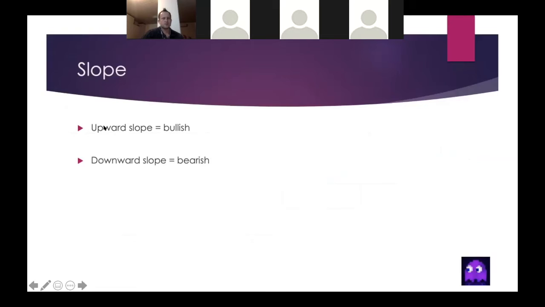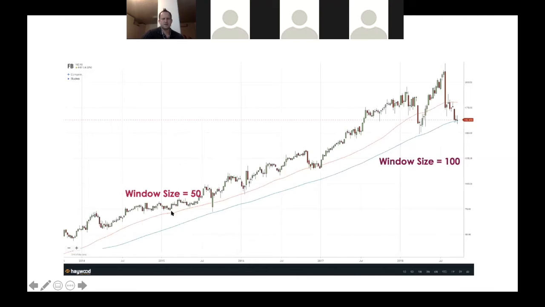Okay, so the upward slope here is an indication of a bullish trend, and the downward, or negative, slope is bearish. That should be pretty obvious to you, right? If this thing's going up and my moving average is going up too, that's probably a sign that things are in agreement, and that's bullish.